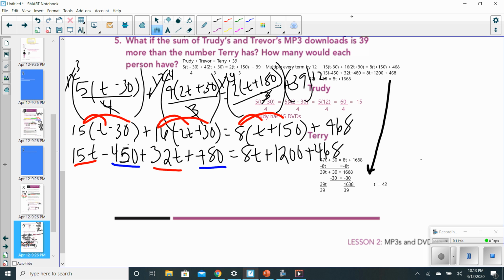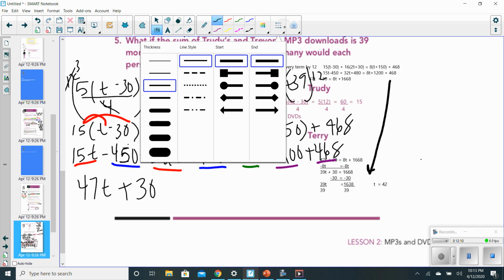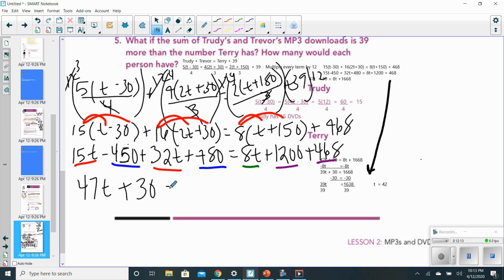So let's start off with the left-hand side. We combine like terms. We are left with 47t. And then we have negative 450 plus 480. So then we are left with positive 30. When we go to the right-hand side and combine like terms, we just have 8t, so nothing changes there. However, we do have 1200 and 468. So I'm going to combine those like terms. 8t stays the same. 1200 plus 468 equals 1668.